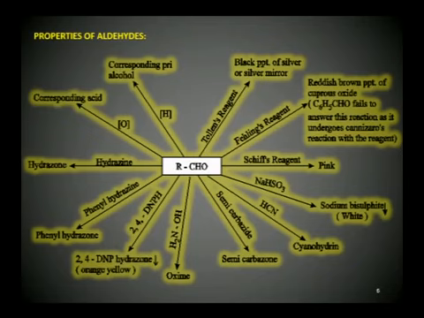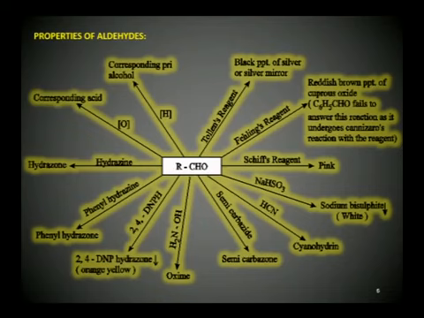When aldehydes are treated with Tollens reagent, which is nothing but ammoniacal silver nitrate, we get a black precipitate of silver or a silver mirror. When aldehydes are treated with Fehling solution or Fehling reagent, a red colored precipitate is obtained. You know that Fehling reagent is a mixture of copper sulfate and sodium potassium tartrate.